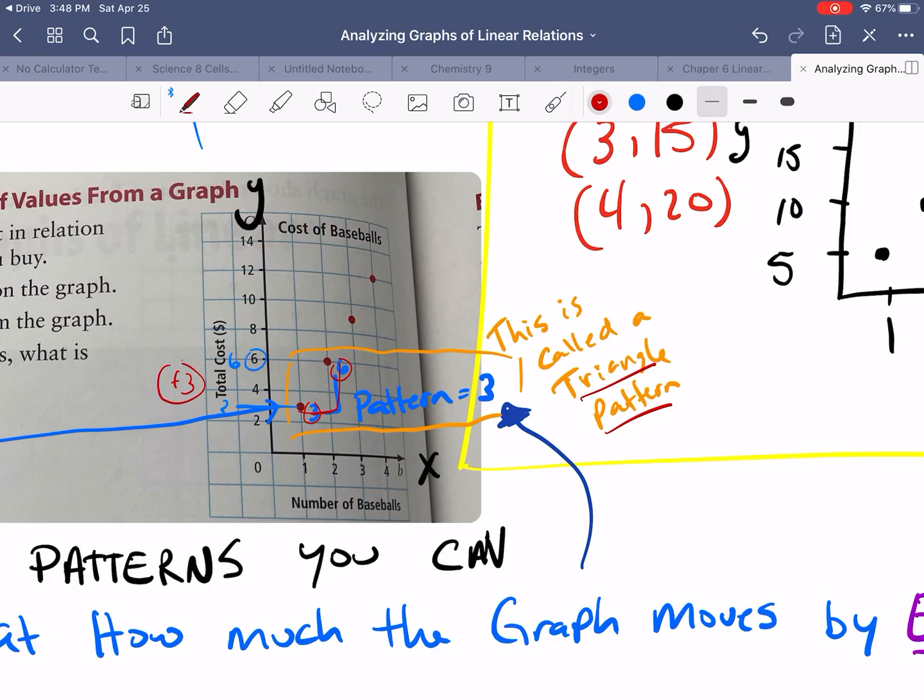And so let's take a look at the next one. This dot's at the 6 here. This dot's at the 3 here. What is this dot at? Oh, it's at the 9. Hey, guess what? That's another plus 3. 6, 7, 8, 9. And then if we go up to this dot right here, we can take a look. It's at the 12. So hey, guess what? 9 plus 3 is 12. So the pattern on this graph is plus 3. That's how we determine the pattern from the graph.